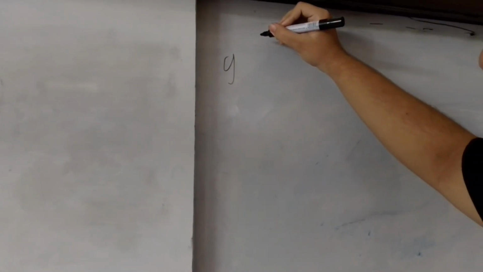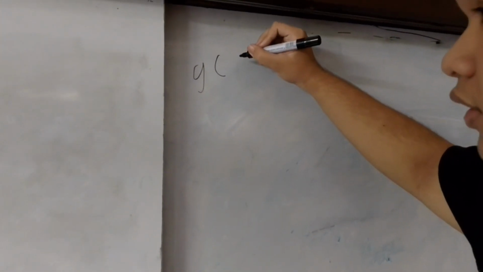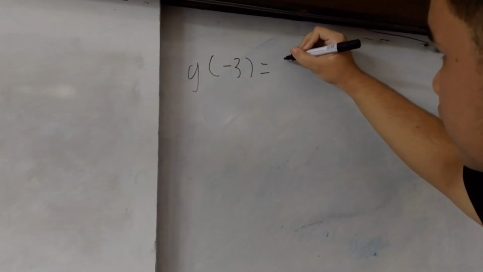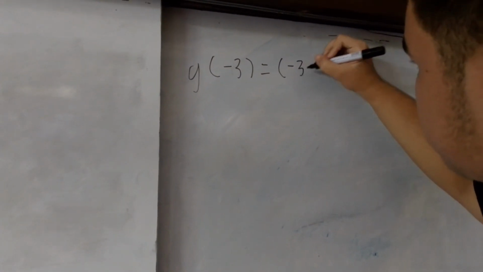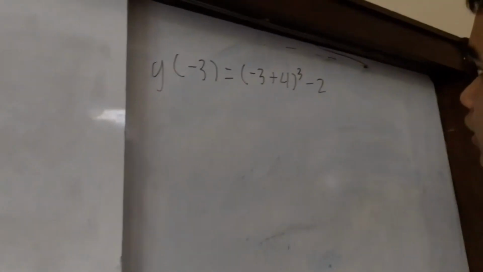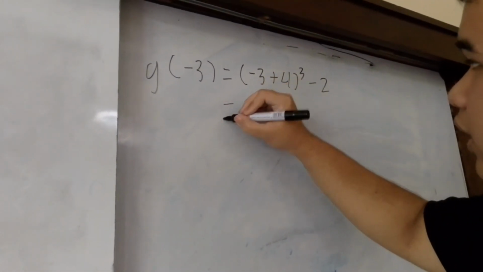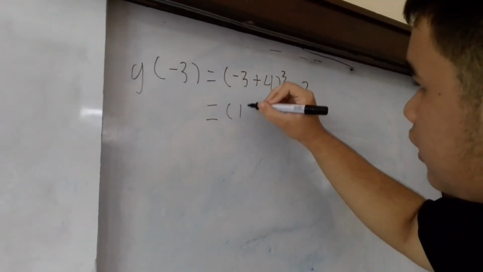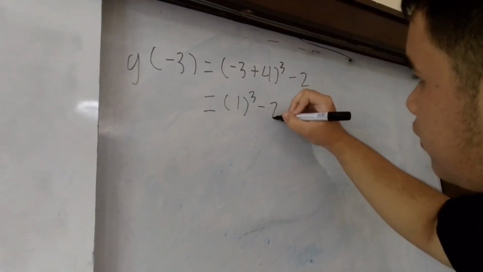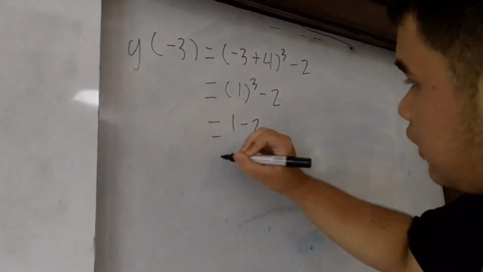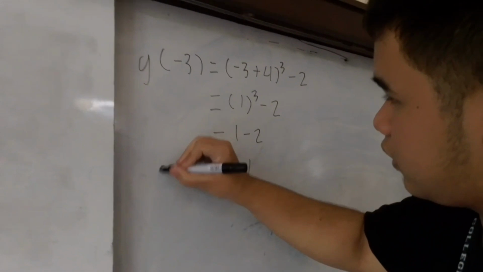For the second one, we have y of negative 3 is equal to negative 3 plus 4 raised to cube minus 2, equal to 1 raised to cube minus 2, and for the final answer we have negative 1.